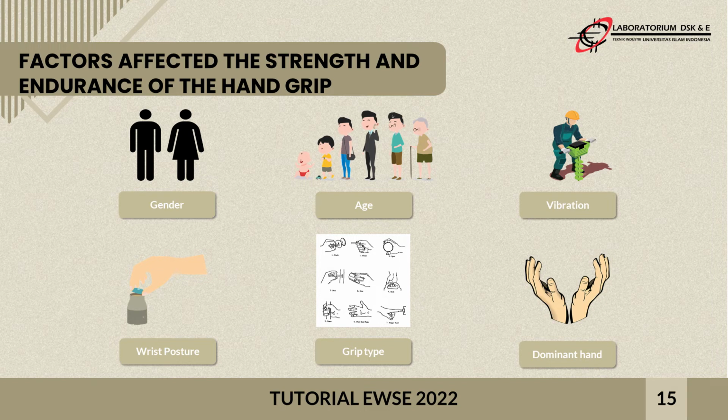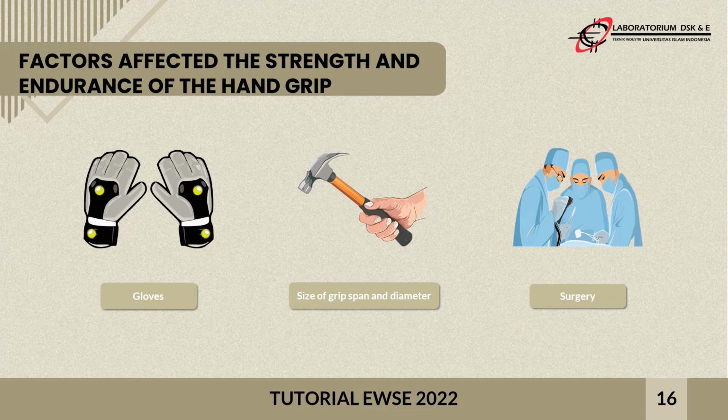5 is grip type. Here there are several types of grips. This also affects the strength and durability of the hand grips. 6. Dominant hand. The dominant hand certainly affects the strength and durability of the grip. For example, in people who are left-handed, the left hand will be stronger, while for people who are not left-handed, the right hand is stronger. 7. Gloves. Gloves will also affect the strength and durability of the hand grips. For example, if we are in Europe in the snow season, then we will not use maximum power when we work with gloves.